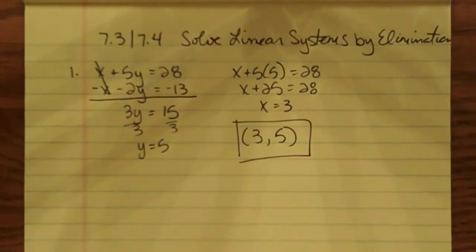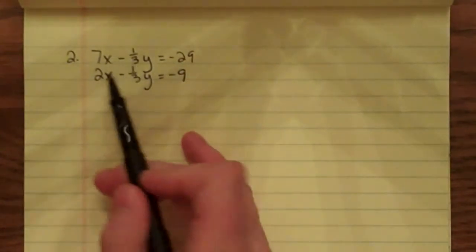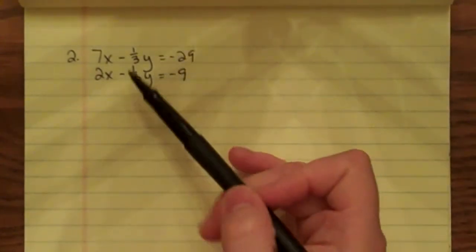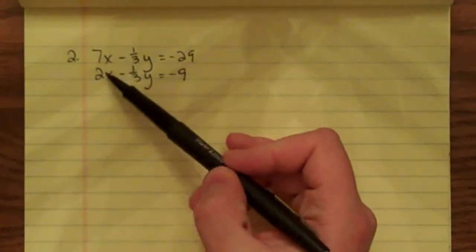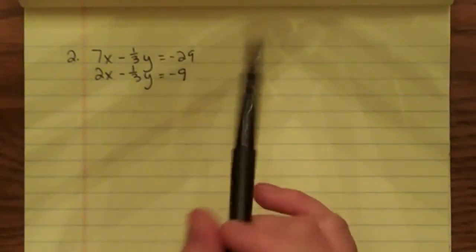Now let's look at another one. We've got 7x minus 1/3 y equals negative 29, and 2x minus 1/3 y equals negative 9. So the first thing we need to check is to make sure that things line up. We've got an x over an x, a y over a y, equals over equal, constant over constant. And so we're set up correctly.